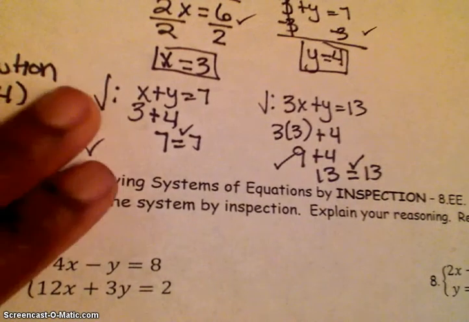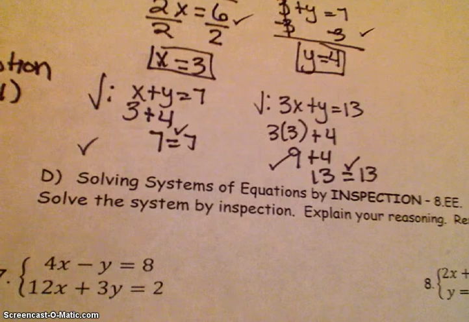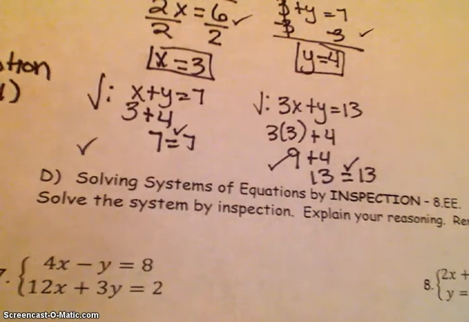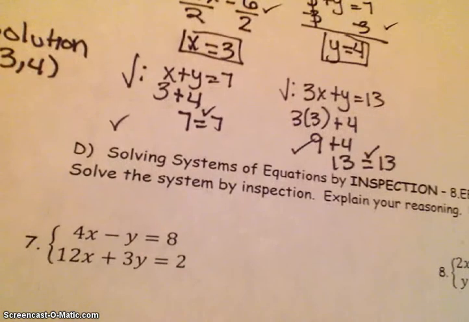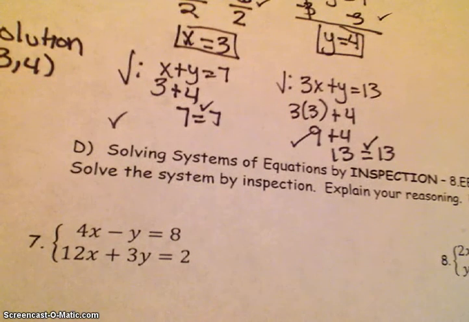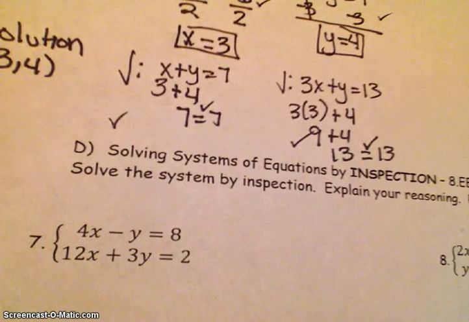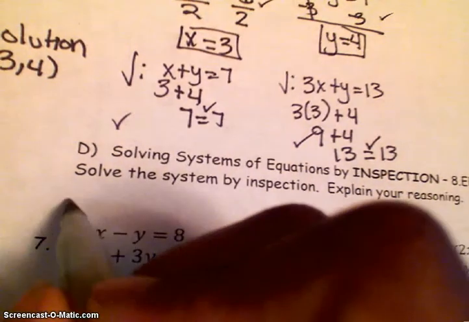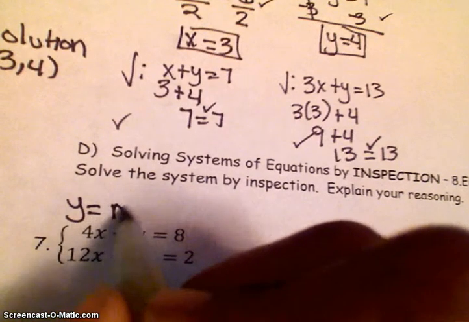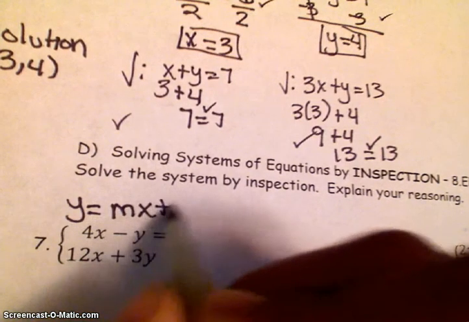By inspection, remember, you're just looking at the equations. But what are you looking at? You're looking at your slopes and your y-intercept. So that means I need to get both equations in the form y equals mx plus b.